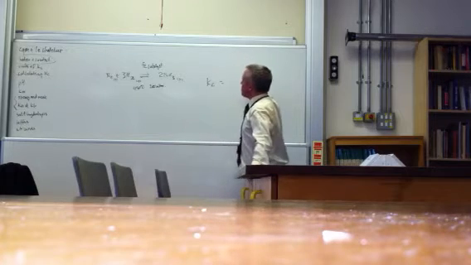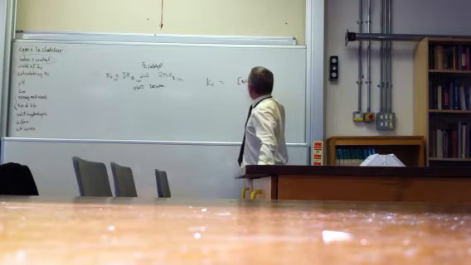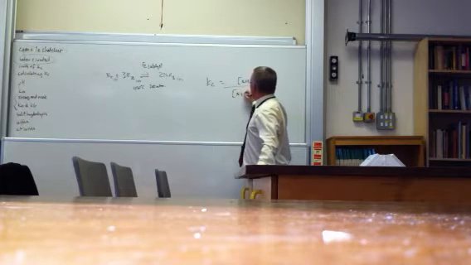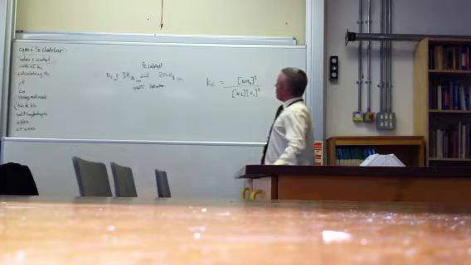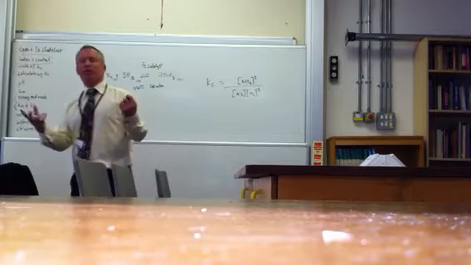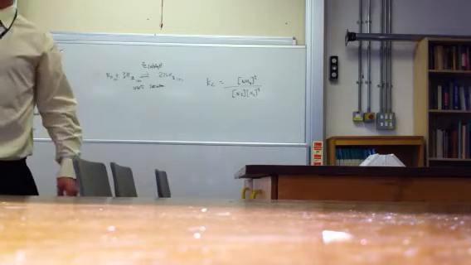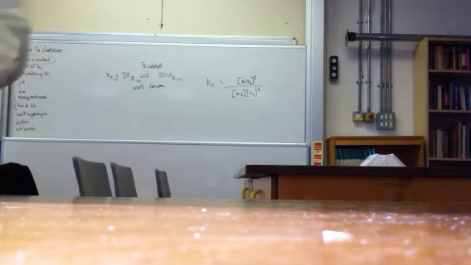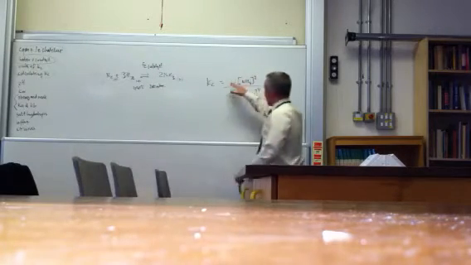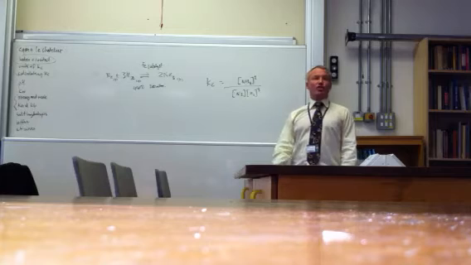What is the equilibrium constant? Do you remember? Over concentration of reactant. Yeah. So that's our example again with the Haber process. That is the equilibrium constant. So you need to know how to write the equilibrium constant for any reaction you're given.